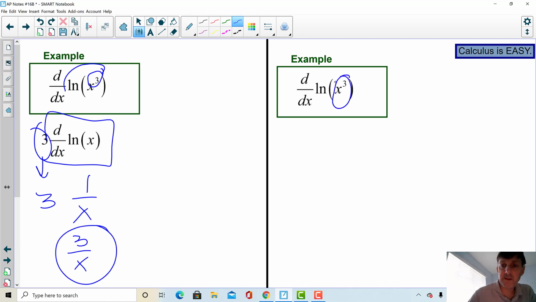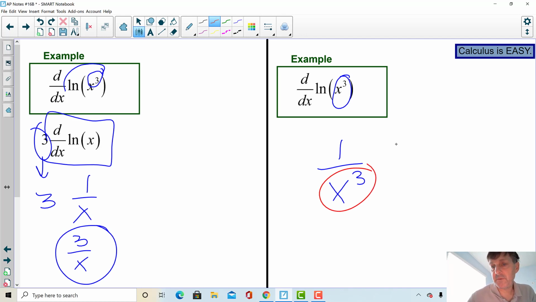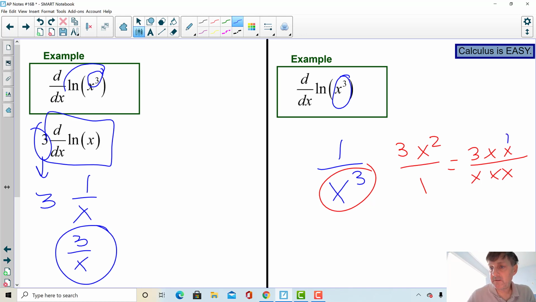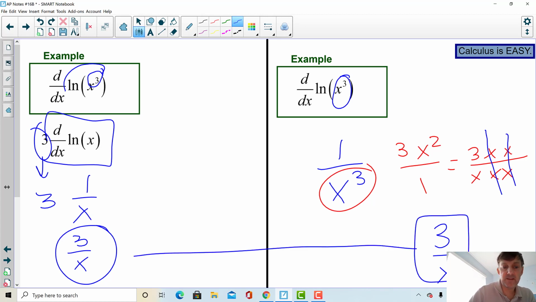You could leave it like this. Your answer would be 1 over x to the third, but then you have to do the derivative of x to the third. The derivative of x to the third is 3x squared. Now we have to do some canceling. So I can cancel these two x's and I can cancel these two x's, and my final answer is 3 over x. So I got the same answer.